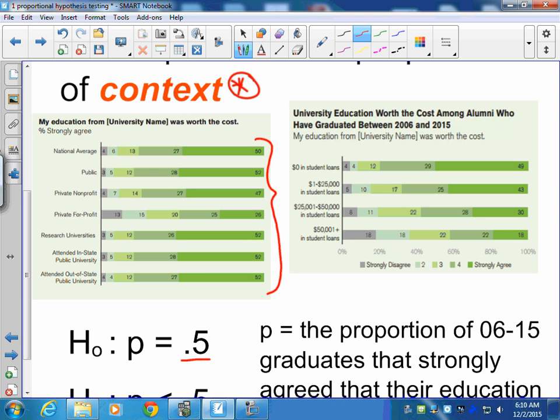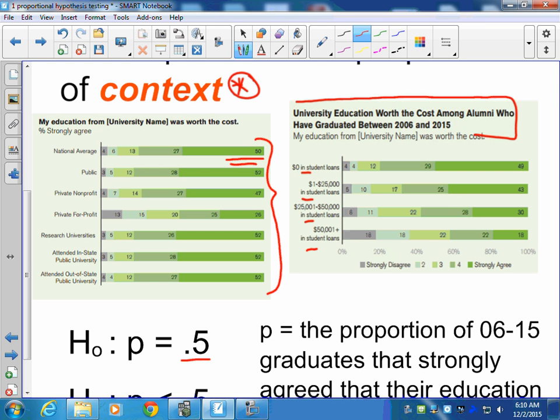So now we've looked at the stats on the strongly agree situation with, is my education from blank university worth the cost? And we have this overall value of 50% that say that they strongly agree with that value. Now, if we notice the recent graduate data, they've broken it down by how much student loans the individual has, and using those student loans to judge their overall satisfaction.